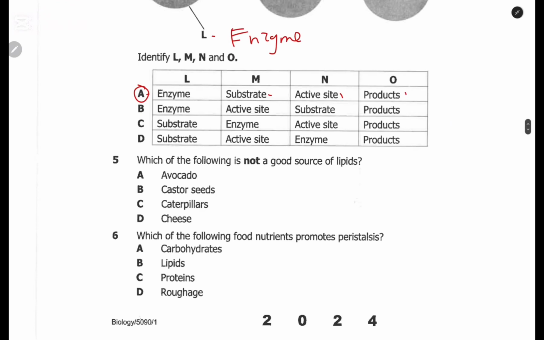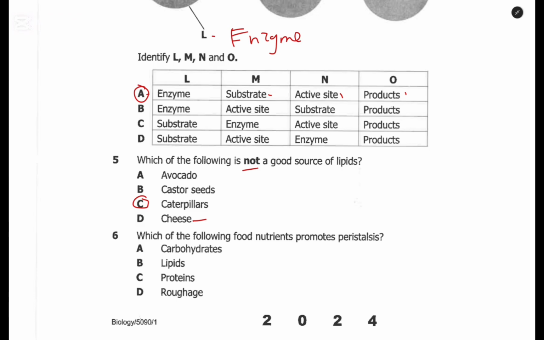All right. Question 5. Which of the following is not a good source of lipids? Avocado, they are a good source of lipids. They contain lipids. Now here, the thing is not. Castor seeds, they are used in making of castor oils, so they contain a lot of oil as well. Caterpillar, then we have cheese, D. Cheese contains oils.